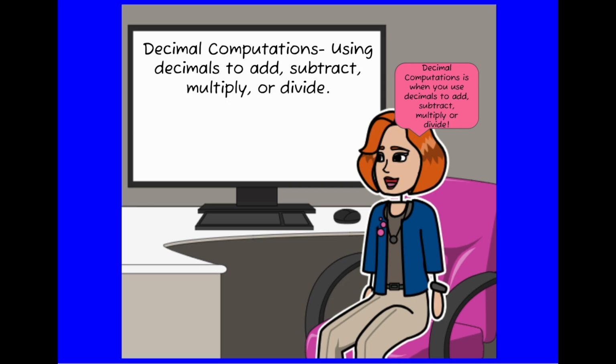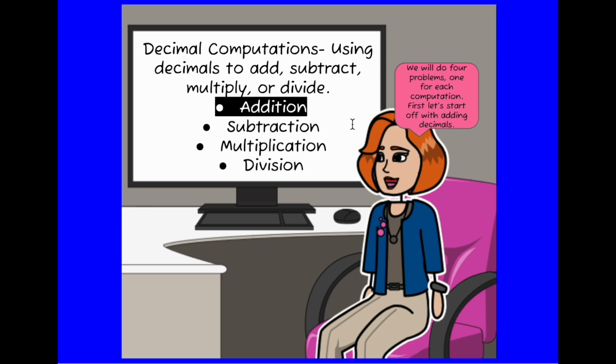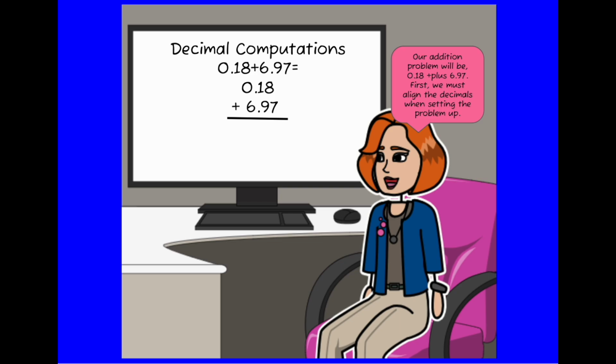Decimal computations is when you use decimals to add, subtract, multiply, or divide. We will do 4 problems, one for each computation. Let's start with adding decimals. Our addition problem will be 18 hundredths plus 6 and 97 hundredths.